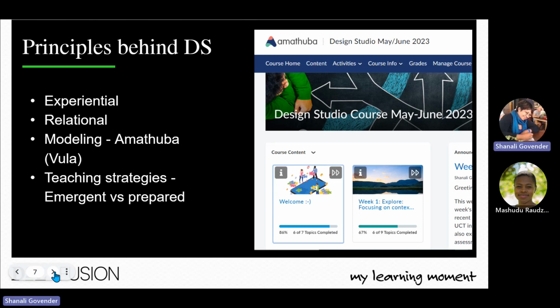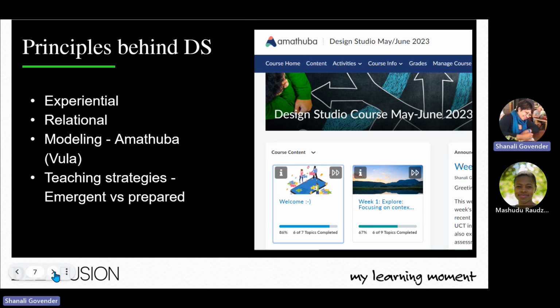In the first instance, we were very committed to Design Studio being a primarily experiential process for our students or our participants. We wanted them to understand and to be able to experience firsthand what it would be like to be a student on Amathuba. So although all of the participants in Design Studio are staff members, they are logged onto the Amathuba Design Studio site as students. What that means is that they get to experience all of the Amathuba functions as the student would experience it.